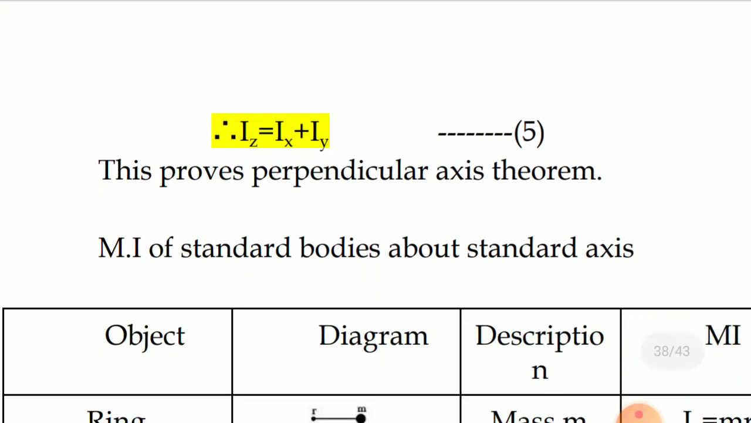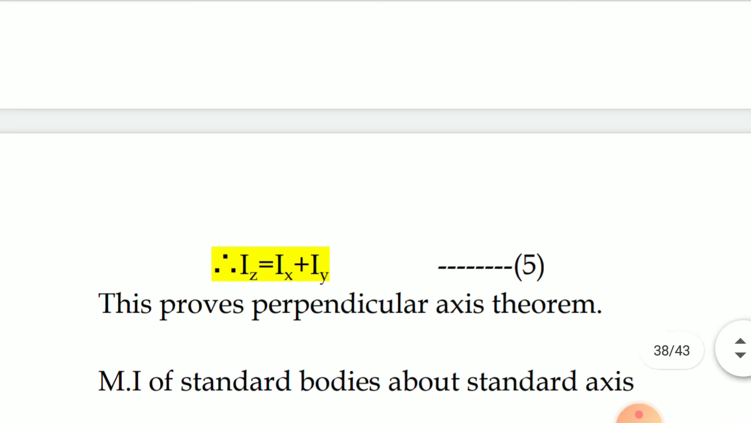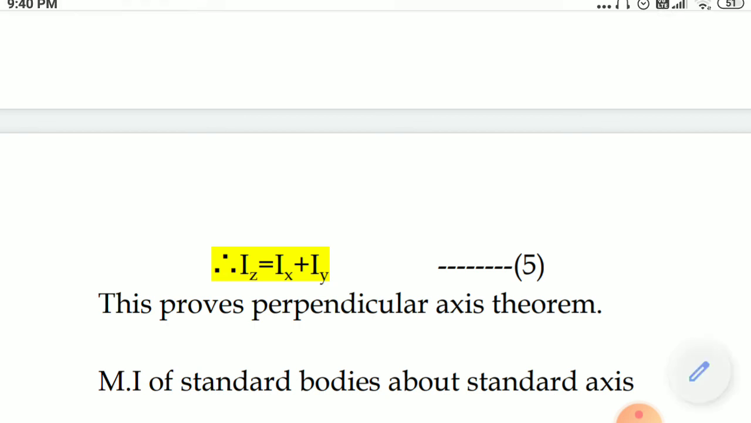Now in the next video, we will have a look at the MI of standard bodies about their own standard axes.